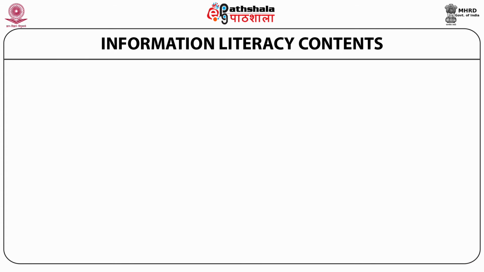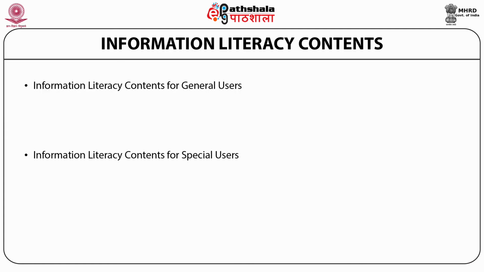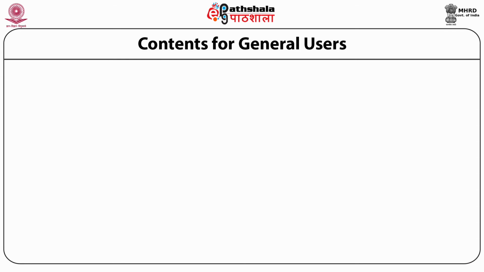Now see the different types of information literacy contents being made for different types of users. The DULS program has 3 different types of users for which they have developed 3 different types of contents. The first one, information literacy content for the general user, information literacy content for the special users, and information literacy contents for training the trainers. Let's see what are the different types of contents being given to different types of users based on the different objectives they have. Contents for general users.